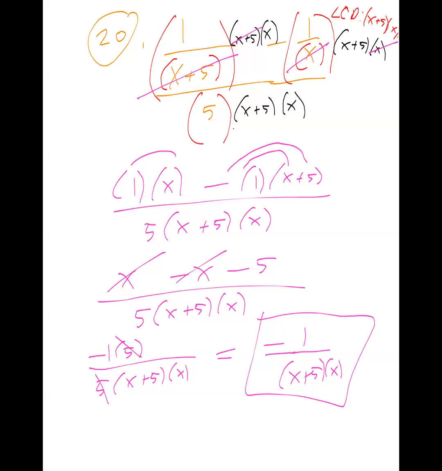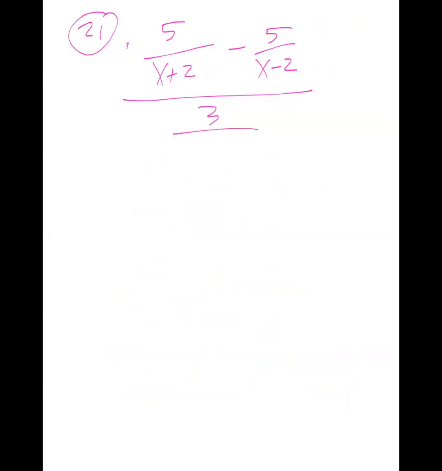Okay, so there we go. Let's try to do 21. Okay, 21. 5 over x plus 2 minus 5 over x minus 2, divided by 3 over x squared minus 4. Wait, am I doing the wrong one? No, you're doing the right one. Okay, good.